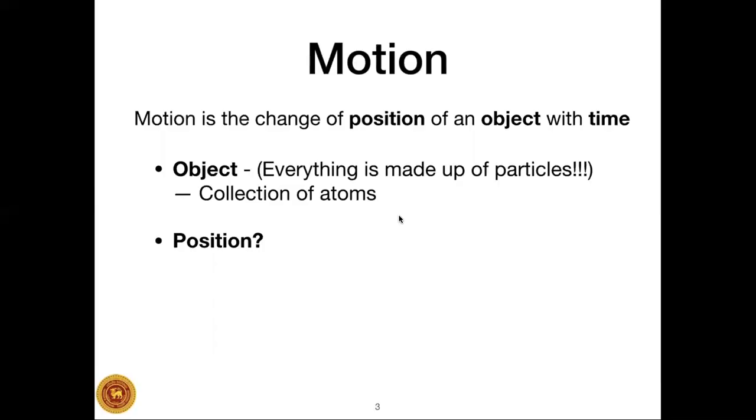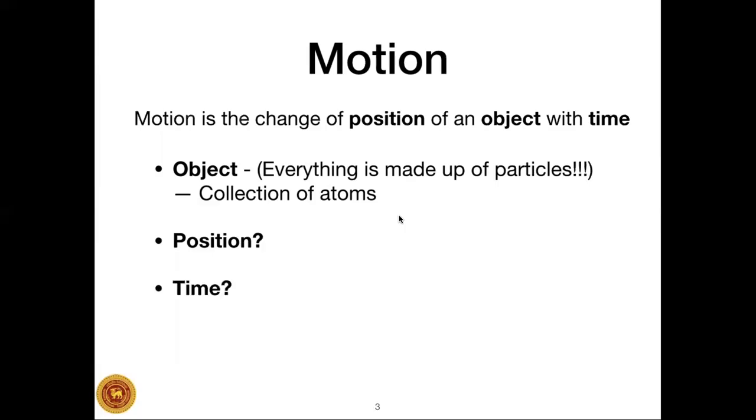So it's based on the assumption that everything that we see is made up of particles, and that if you put a certain collection of these particles called atoms together, we will call it an object. So what's the position of an object?